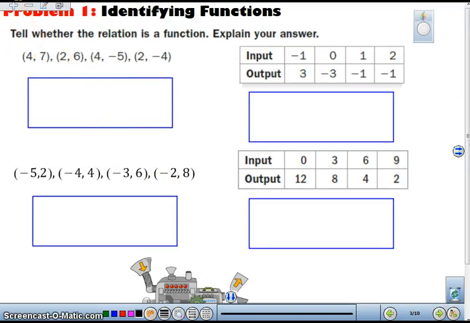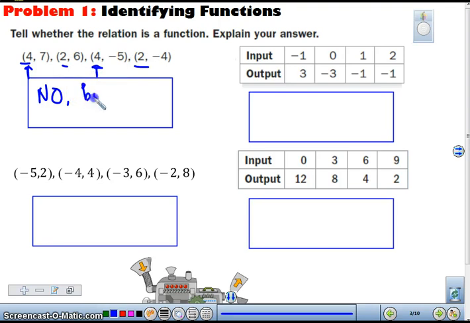In problem 1, what we want to take a look at is tell whether the relation is a function, and we have to explain. And the explanation is usually something like for each input there is one output. So we're going to look at this first one. We look at our inputs, and again, just like in the video, we want to see, do we have all different x values? Whoa, right here. 4 has 7 and 4 has -5. So is this one a function? Our answer is going to be no.